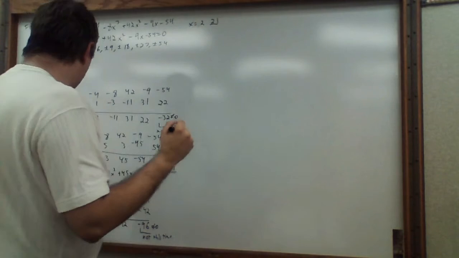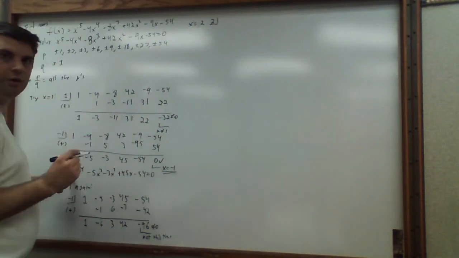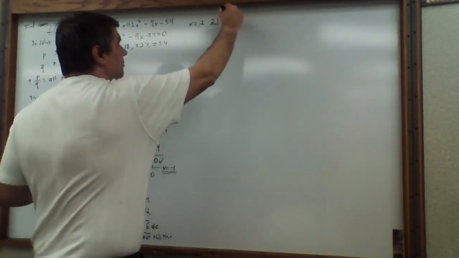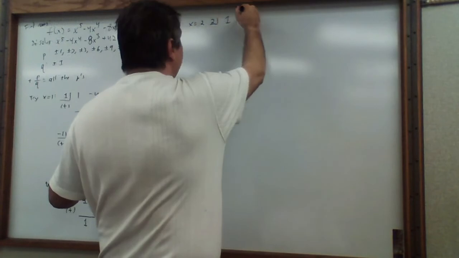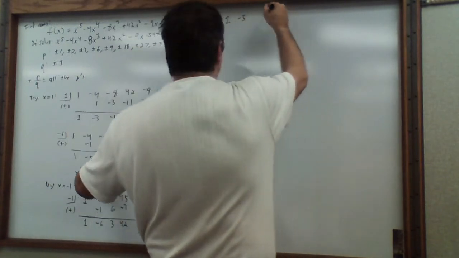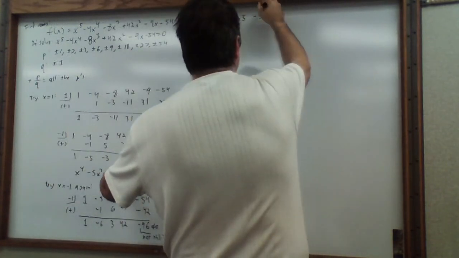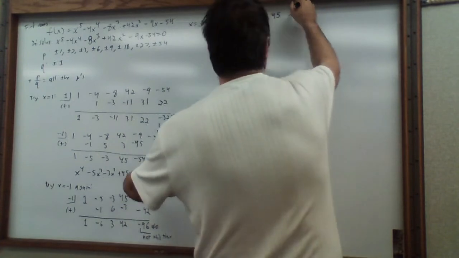So we got 2, and we're going to use this polynomial, the quotient from before: 1, negative 5, negative 3, 45, negative 54.